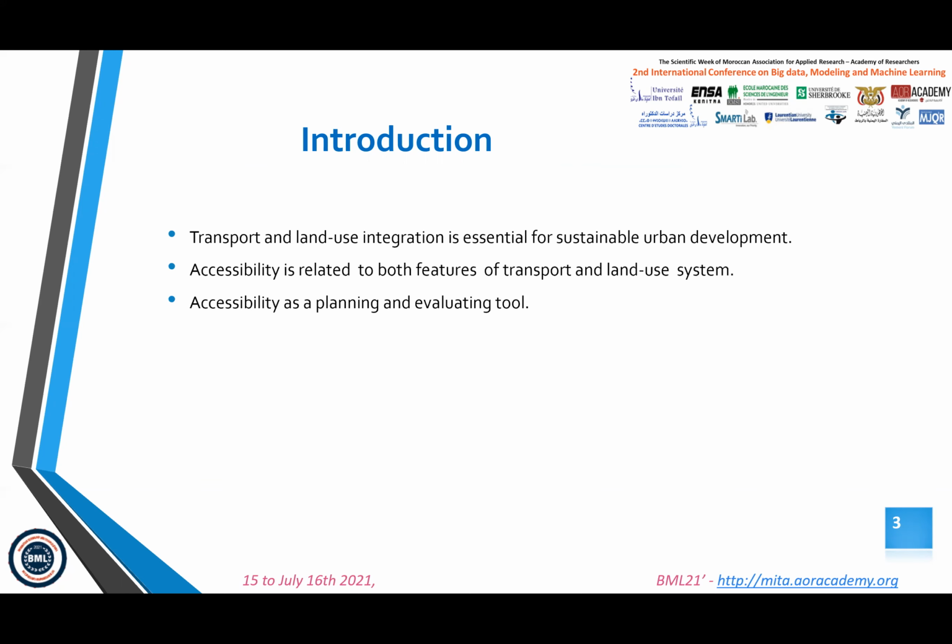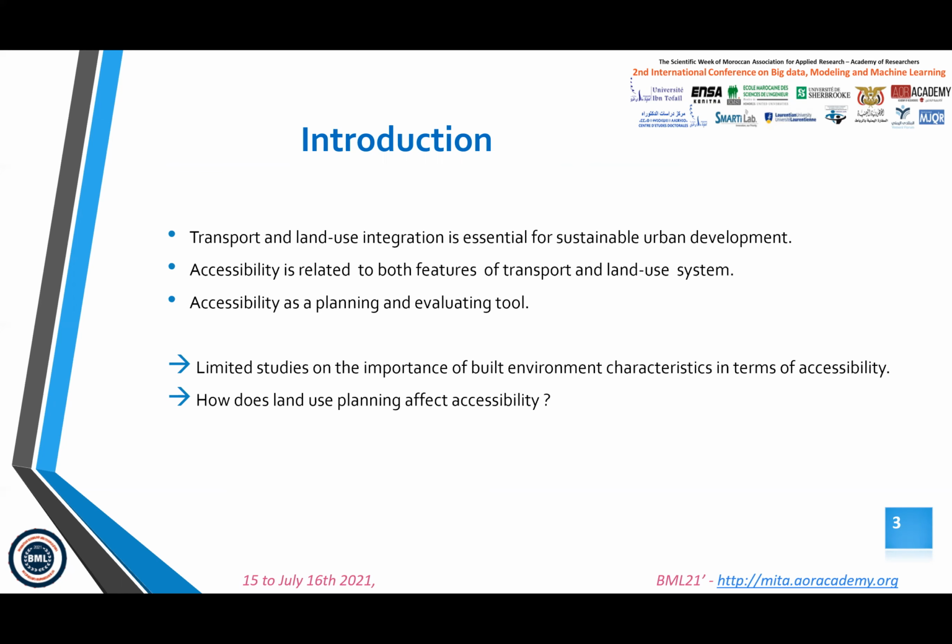Despite a substantial amount of research on built environment and transportation, there have been limited studies on the importance of built environment characteristics in terms of accessibility. Moreover, in order to identify effective strategies for increasing sustainable and active modes of transportation in local areas, planners need to identify how land use planning in neighborhoods affects accessibility. Hence, this paper employs a new approach for measuring accessibility against land use features.